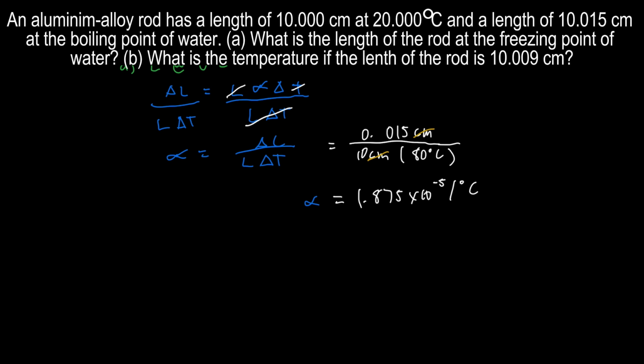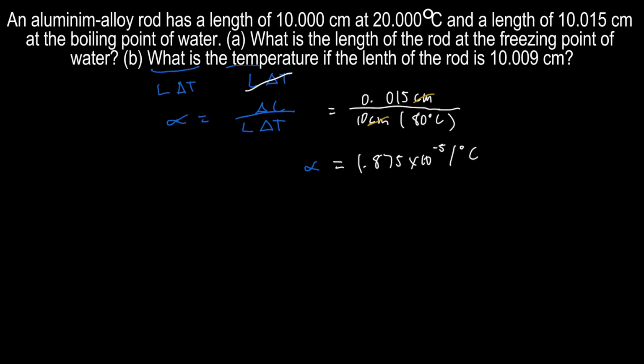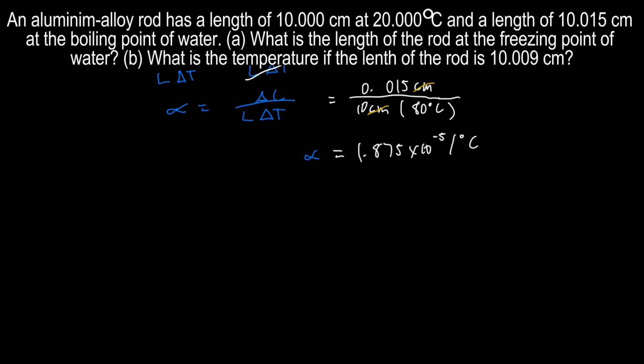So let's now compute for L. So next we're going to compute for the change in temperature for part A. The final temperature is the freezing point, so it is 0 degrees Celsius. Then subtract the initial temperature, which is 20 degrees Celsius, and that would be equal to negative 20 degrees Celsius.